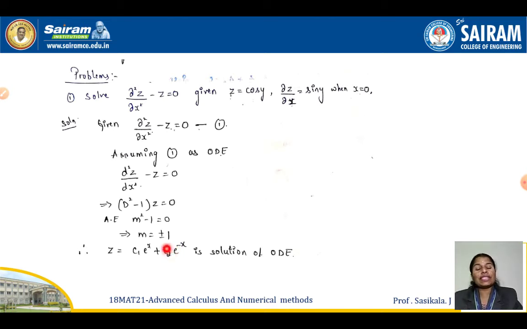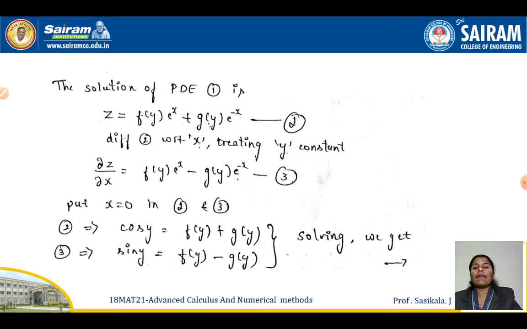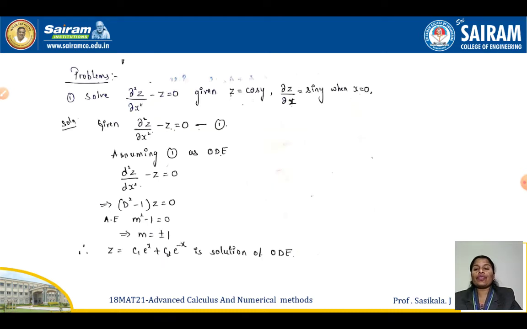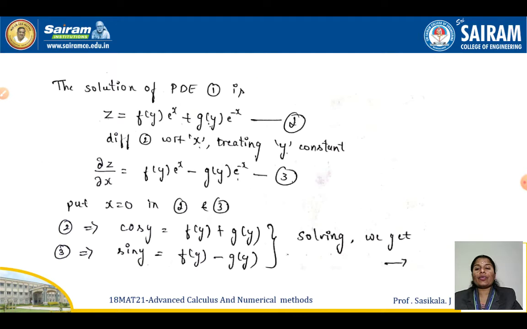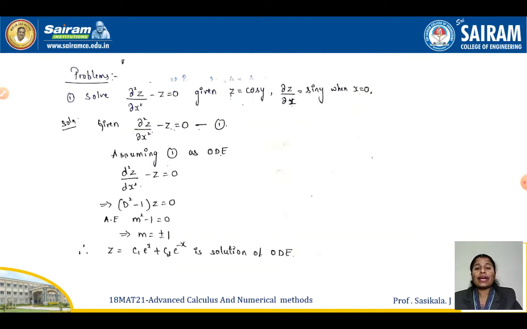What is your solution? Which case is it? It is the real and distinct case, right? So z is equal to c1 e power x plus c2 e power minus x. This is your ODE solution. When it comes to the PDE solution, c1 and c2 are replaced by functions of the constant variable. The variable is x here, so the constant is y. So I have taken f1 of y and g of y. But the solution so far has only arbitrary constants, and here an additional condition has been given. This is called an initial value problem.